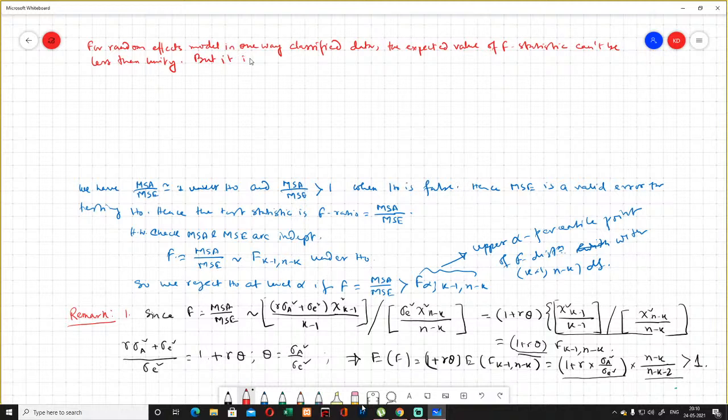It is quite possible that, and observe, this is based on the sample; this ratio is computed based on the sample value. The observed F is less than 1. If it is less than 1, then MSA is less than MSC.